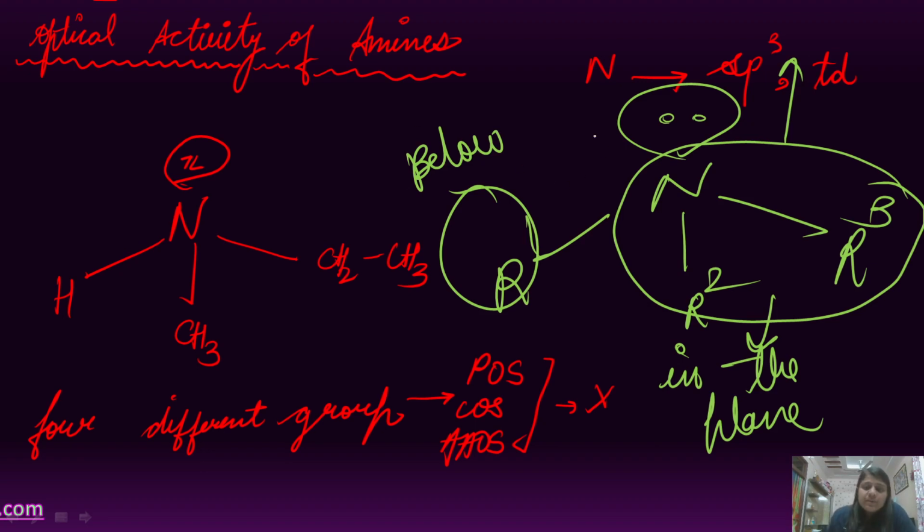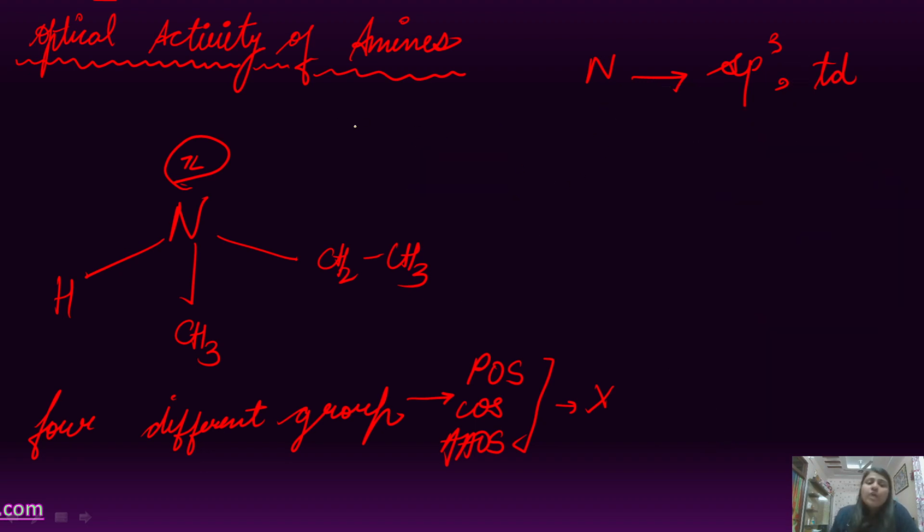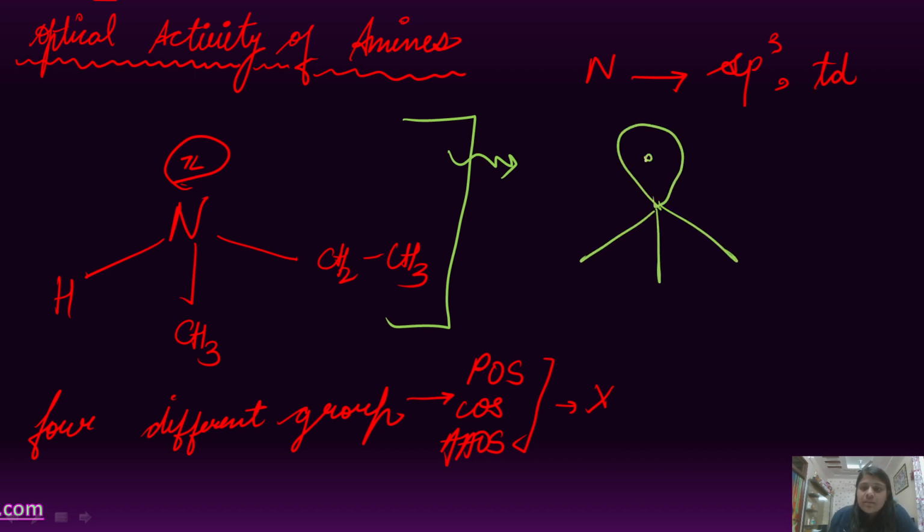So this is a pyramidal shape type structure. You have to assume this structure of amine in order to understand the stereochemistry behind the amines. This is a pyramidal structure: two are in the plane, one is above the plane, and one is below the plane. Just like this you have to assume. Okay, so this is the structure of amine.